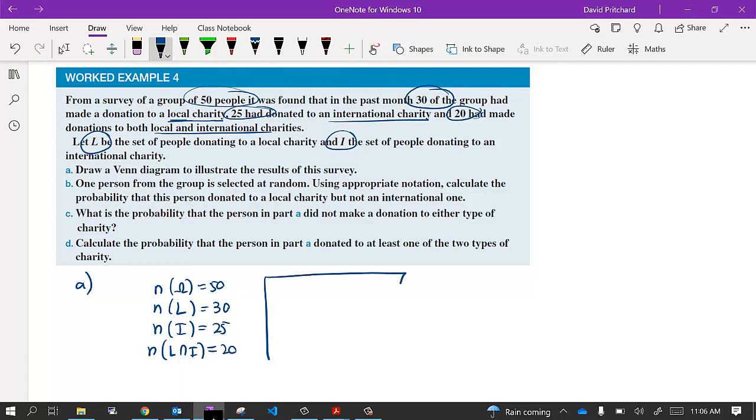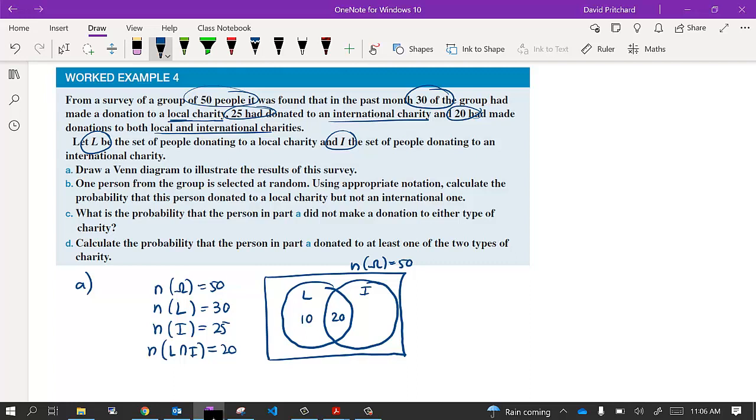So as a Venn diagram, we just have to be careful when we construct. We know that the number in the universal set is 50. We've got our local, we've got our international. We know that the intersection is 20. And now we've got to be careful. We know that the local must add up to 30. So that means that missing amount is 10. So 10 plus 20 gives us our 30.